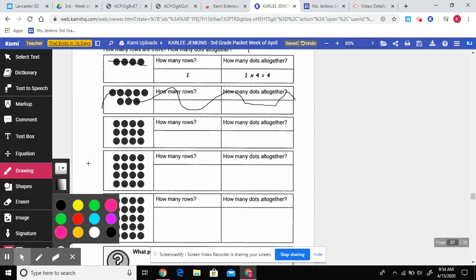Now let's try this one. We have 1, 2, 3. We have 3 rows. Now it wants to know how many dots are all together. So how many dots were in each row? 3 times 4 equals, and let's count by 3s. 3, 6, 9, 12. So there's 12 dots all together.